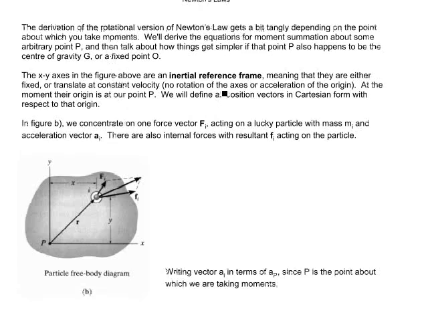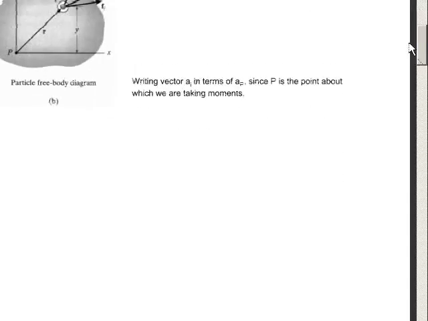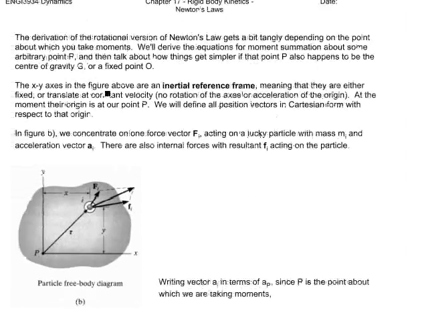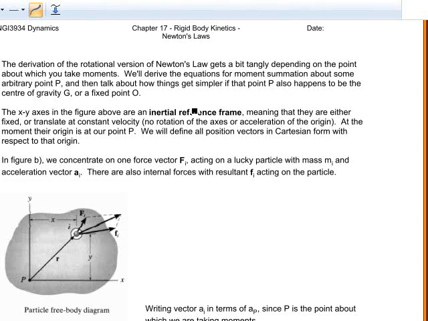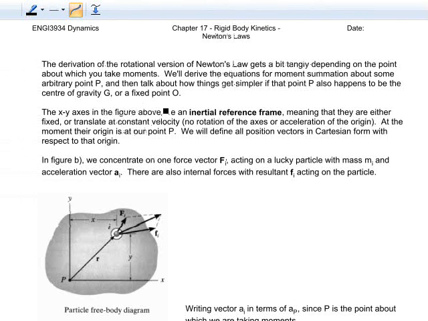And as I say on page 7 of your lecture notes handout, that gets a little tangly depending on the point about which we take moments. Now, the most general case is what happens if we take moments about some arbitrary point P, which maybe isn't even fixed, maybe it isn't even the center of gravity. We'll do a general moment summation, and then we'll talk about how things get simpler if that point also happens to be the center of gravity, or if that point happens to be fixed.